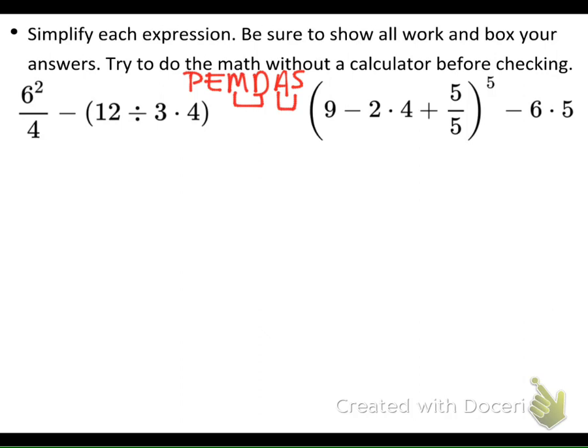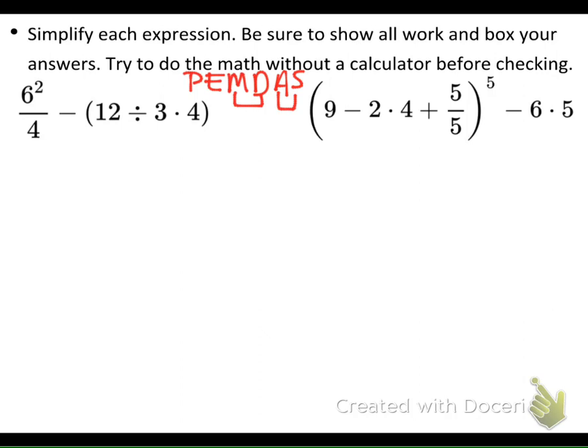Okay, so how many of you like to cook? When you cook, you follow a recipe step by step, especially if it's something new. And you're going to follow that recipe by doing step 1, step 2, step 3, and so forth. Math is the same way. Follow your steps. Our first step is to look to see if there are any parentheses.